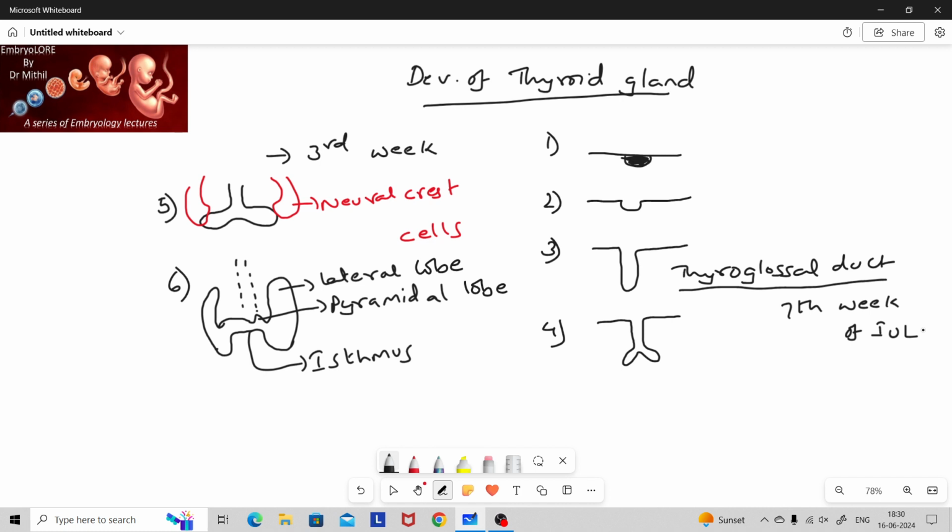Now the parafollicular cells, or C cells, an important point: they are derived from the neural crest. They migrate to the lateral lobes and are contributed by the neural crest cells. Between them, the floor of the primitive pharynx and the gland, the connecting link, the thyroglossal duct, gets obliterated.